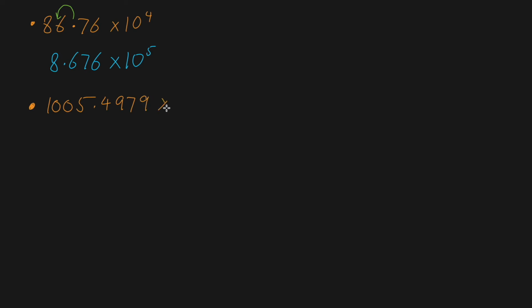0.4979 times 10's power 8. So here again, clearly not correctly written in scientific notation. It's just beyond 10. It's just in the thousands, and in fact this part here should be less than 10. Let's shift the decimal point, shall we?